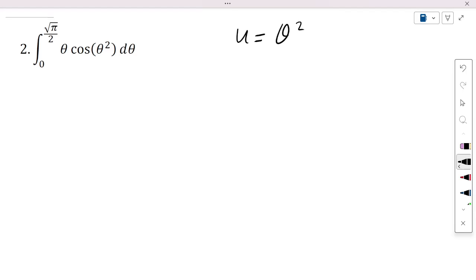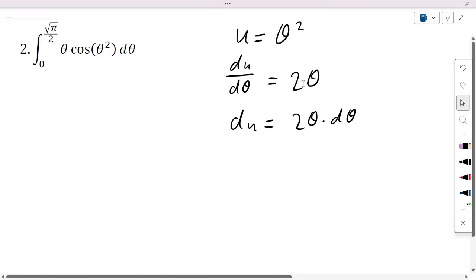So u is equal to theta square, and then our next step is to take the derivative on both sides, implicit differentiation, du by d theta, which is equal to 2 theta. That is the derivative of that. And then we need to make du the subject of the formula, so we're going to do that quickly, right? So this is going to be 2 theta multiplied by d theta.